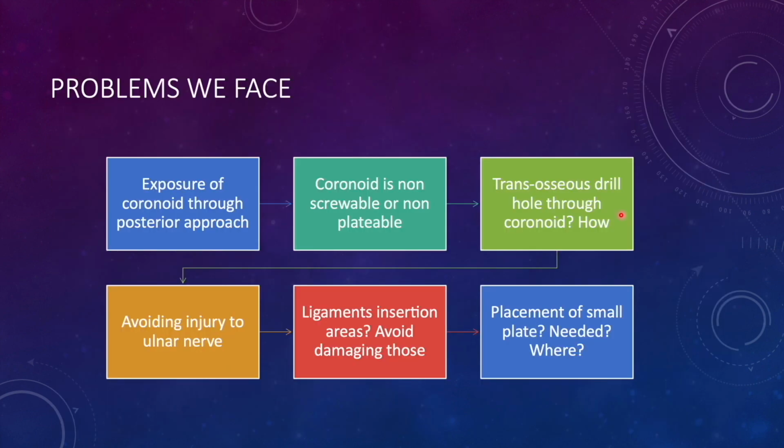Now coming to the problems that residents have told me which they face for fixation of these injuries. First, the problem is the exposure of the coronoid through the posterior approach. It is very difficult, and when the coronoid fragment is small, it cannot be screwed or plated. How do we repair it? We can repair it with the transosseous drill holes and pull sutures through these holes.